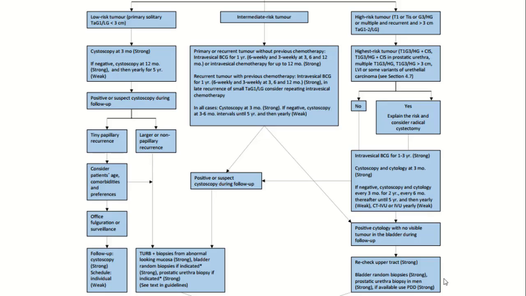And if a large or non-papillary recurrence is there, then we will do transurethral resection of the growth and biopsies from abnormal looking mucosa, and bladder random biopsies if indicated, if the muscle is not included in the previous biopsies, and a biopsy from the prostatic urethra.